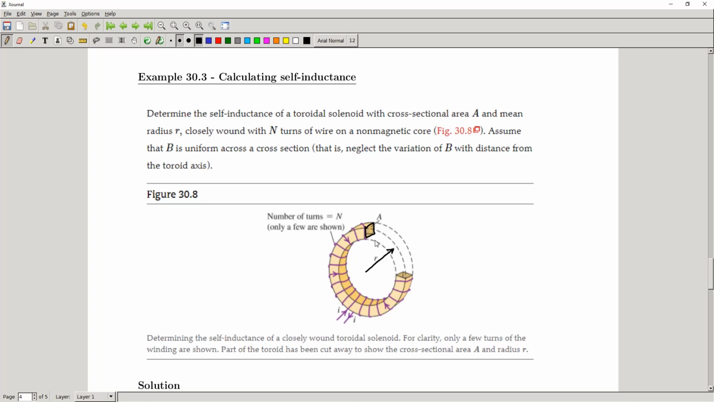We're going to assume that B is uniform across a cross section here. So B is uniform wherever we have B. We're just going to assume that it's a uniform B, so we don't have to worry about integrating over it. It's uniform in all directions, but we're not going to worry about small variations at the edges. So let's get into it.